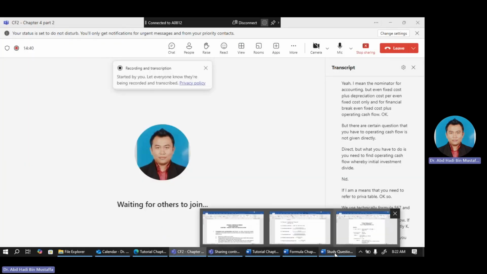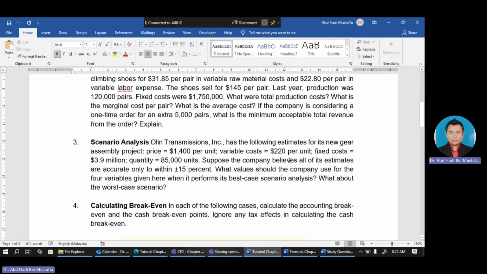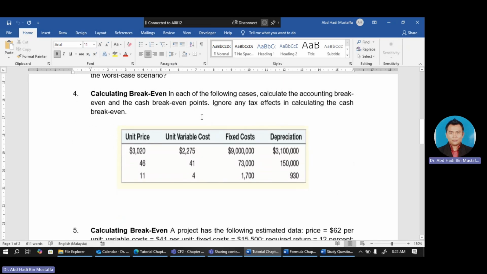Share this one. Okay, let's have a look at number 4. Okay, question number 4. This one I made a shortcut, so you can take some pictures. You don't have to write down first, because we want to save some time.